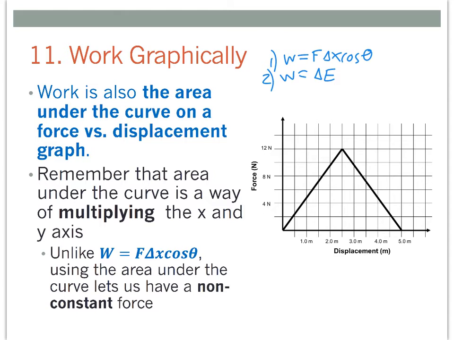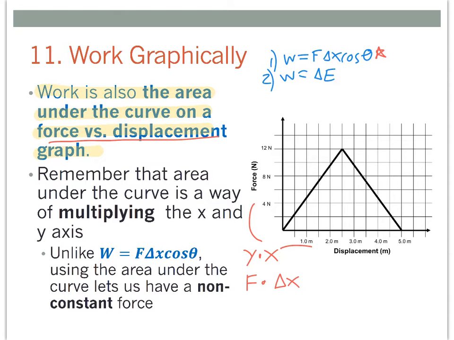So on a graph, work is also the area under the curve on a force versus displacement graph specifically. So why exactly does this work? When we take that area under the curve, when we integrate, is the calculus way of saying it, what we're really doing is y times x. We're multiplying whatever quantity is on the y-axis by whatever quantity is on the x. So if we do force times displacement, that gives us work. That's essentially this equation up here.